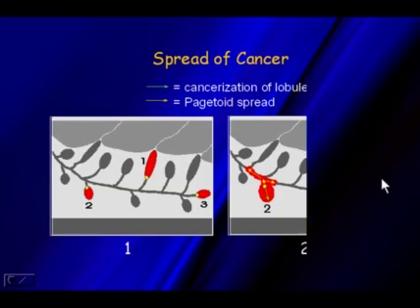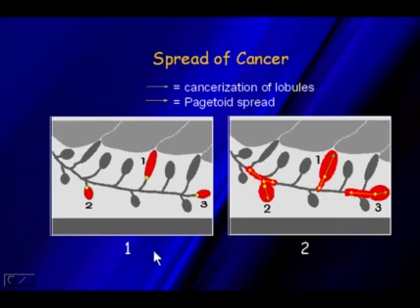So if we look at the pagetoid spread of cancer, where the yellow dot is where cancer will start. Cancer likes to take the path of least resistance. So as cancer starts to spread, you can see that if it arises in an anterior lobule, it's got a pretty good distance that it can grow before it hits the main ductal system and starts branching out and spreading. If you have a cancer that arises in a posterior lobule, there's a fairly short extralobular terminal duct.